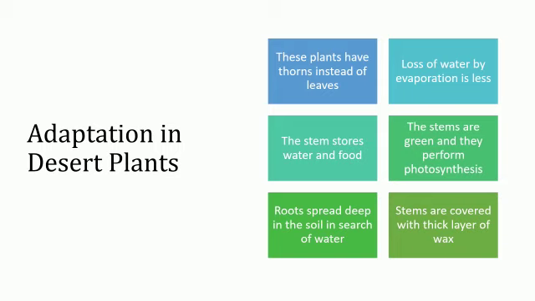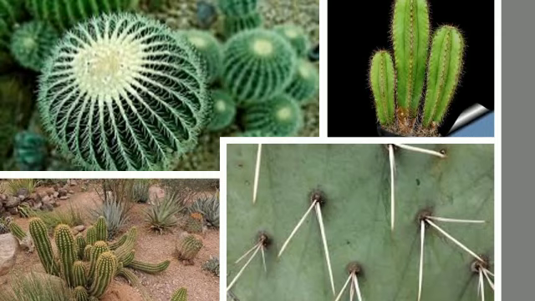Stems store water and food and are therefore fleshy. Photosynthesis occurs through the stem as they are green. Roots of desert plants penetrate deep into the soil in search of water. A thick layer of wax is present on the stems to avoid loss of water. Now here you can see some examples of desert plants, that is cactus. You can see the thorns and the green colored stem.